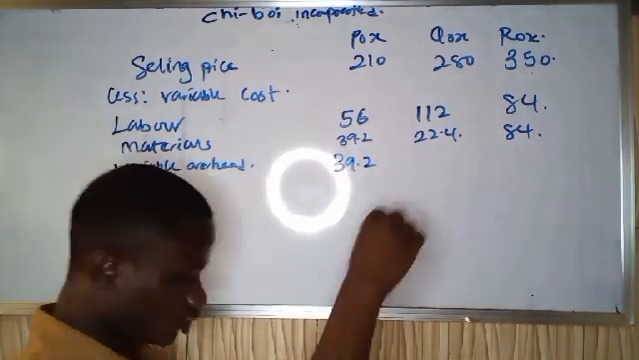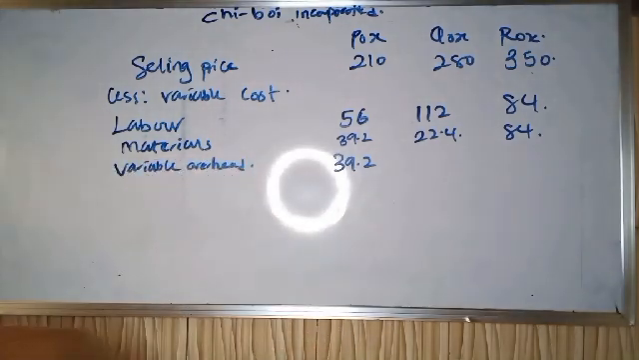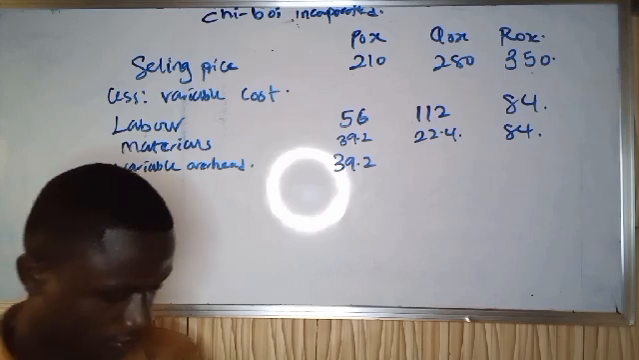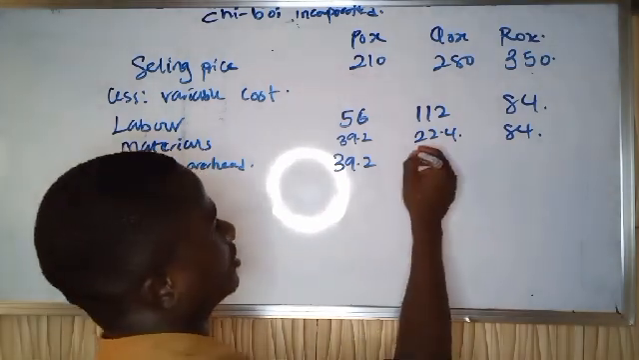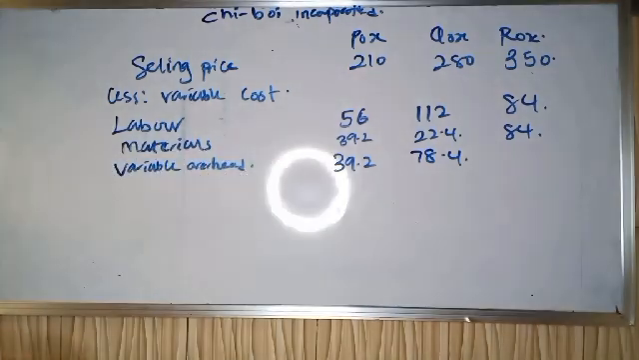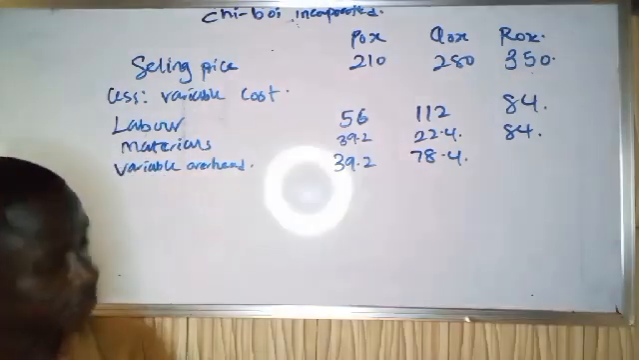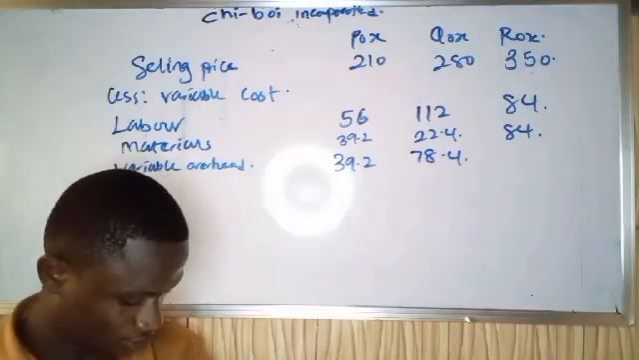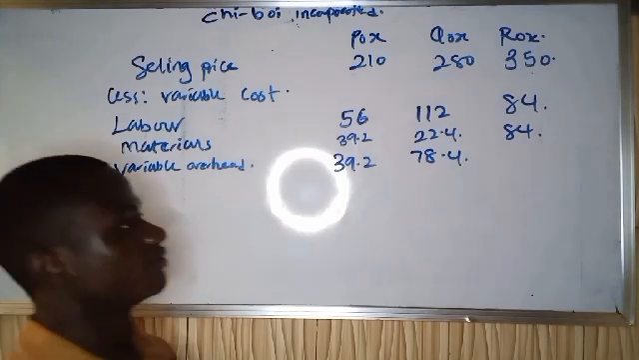How many hours does it take to produce Quarks? It takes 2 hours. So 2 hours, that will be 39.2 times 2, so 78.4. And how many hours does it take to produce Rocks? 1.5 hours. So 1.5 hours times 39.2, which is 58.8.